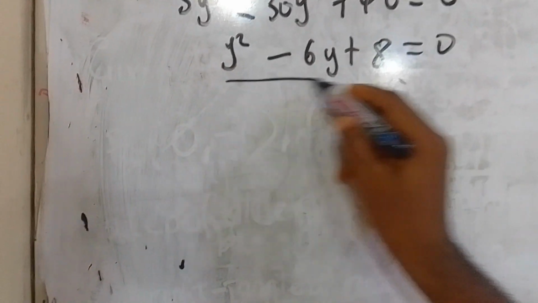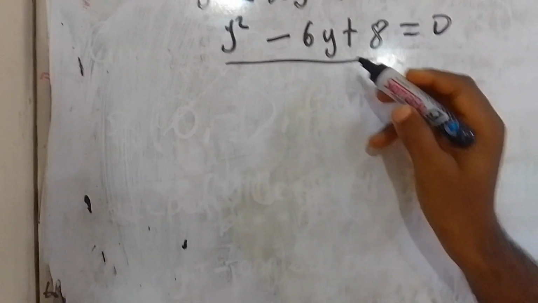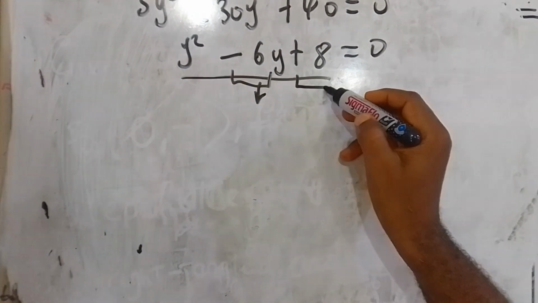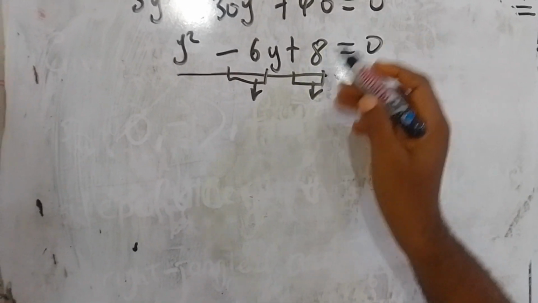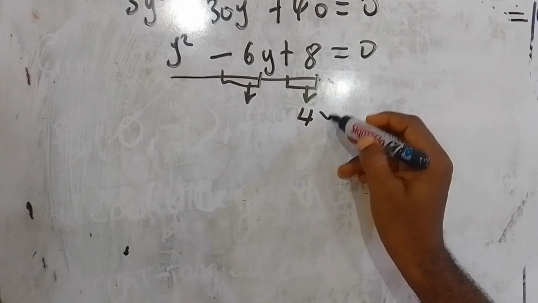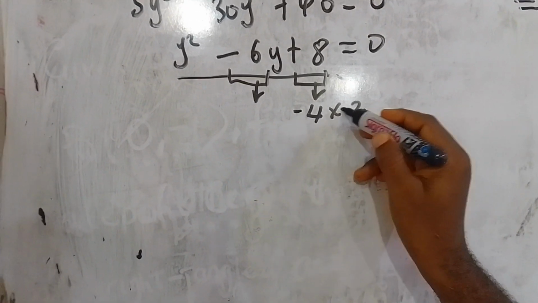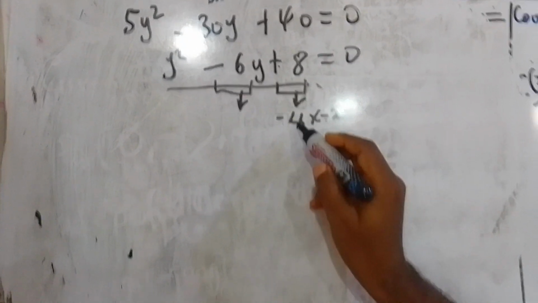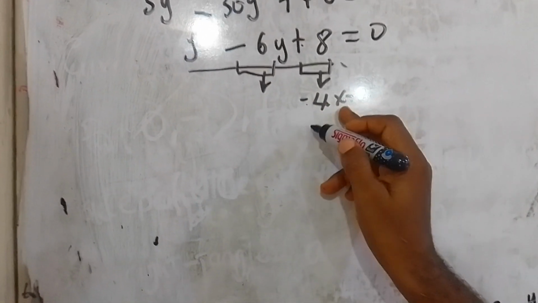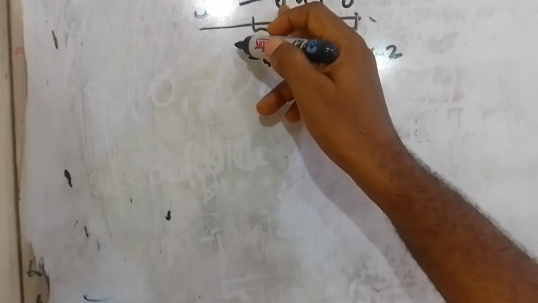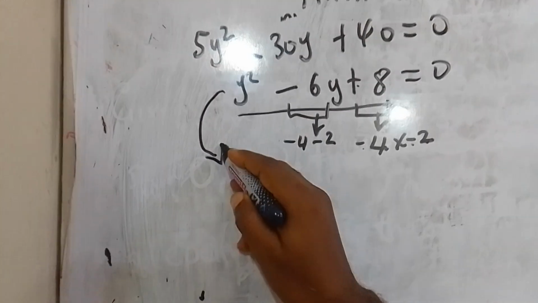By factorizing this quadratic equation, we need two things we multiply together to give us 8, and when we add them together give us minus 6. Those two things are 4 and 2. So I put minus there, minus there. Minus times minus will give me plus, and 4 times 2 will give me 8. Then when I combine the two, I have minus 4 minus 2 to give me minus 6.